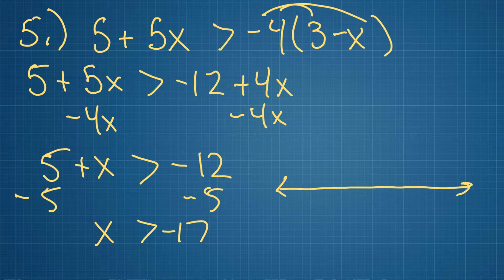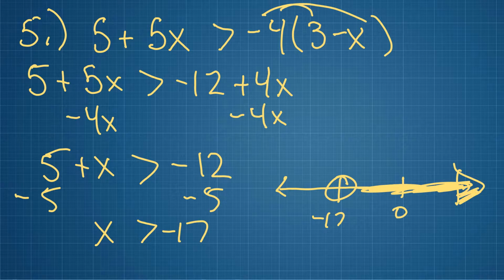Make my number line. We'll say negative 17 is right here. We'll say 0 is here. It's an open circle. It's shaded to the right because it's greater than. That's one of the main reasons I have the variable on the left, because it points that way. And if you want to check, plug in 0 to see if it works. It does work, so looks good.